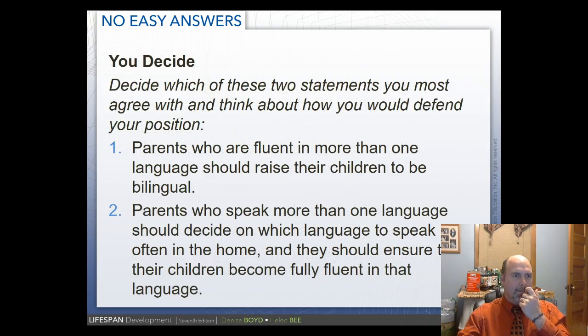So you decide, which of these two statements do you agree with? One, parents who are fluent in more than one language should raise their children to be bilingual. Or two, parents who speak more than one language should decide on which language to speak most often in the home, and they should ensure their children become fully fluent in that language. Those of you who pick number one are correct. It is good to teach them to be bilingual, but make sure to have a balance so they're fully fluent in both languages, especially the one that they use in school.